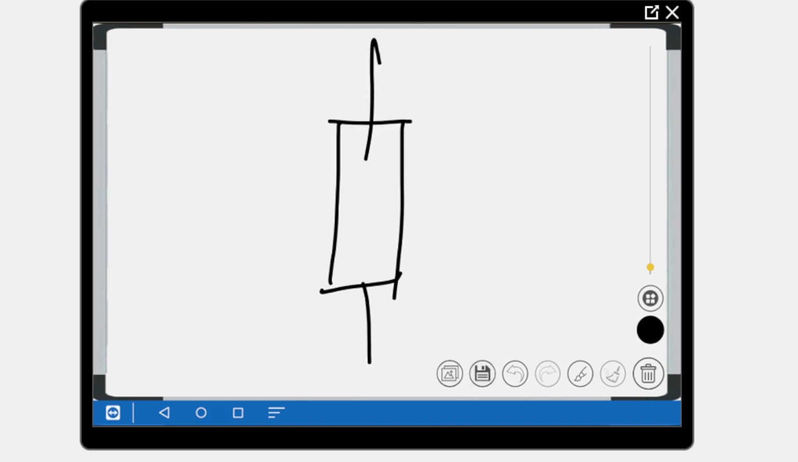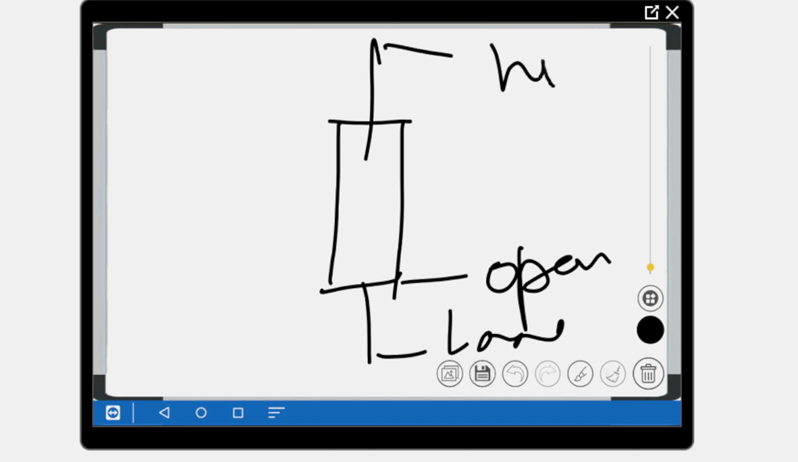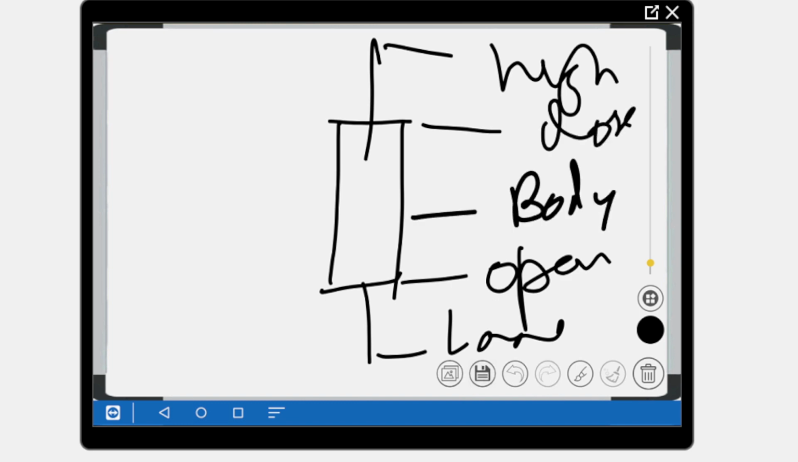This is a candlestick. A candlestick has 5 parts: the open, the low, the high, the close, and the body. Okay, so a candlestick has 5 parts: the open, the low, the high, the close, and the body. This is the body of the candlestick.